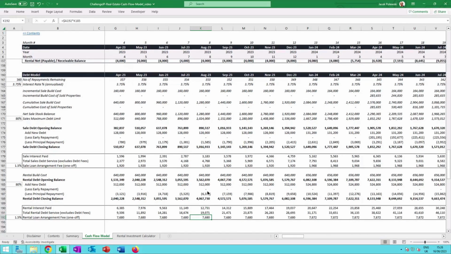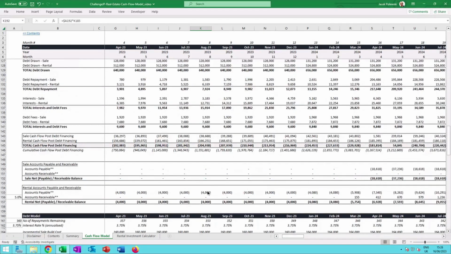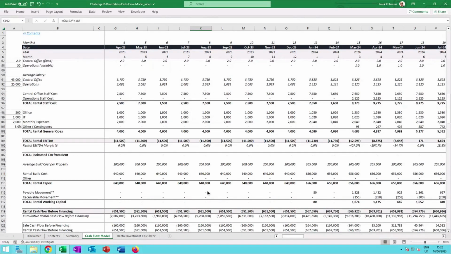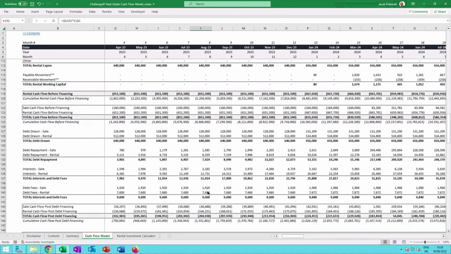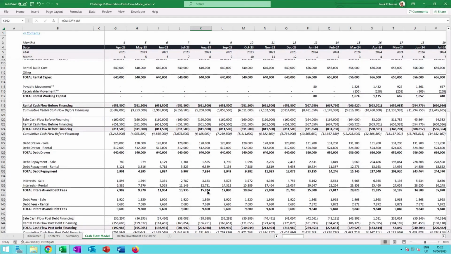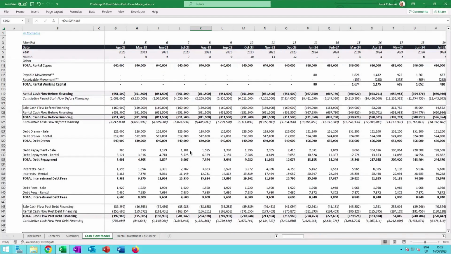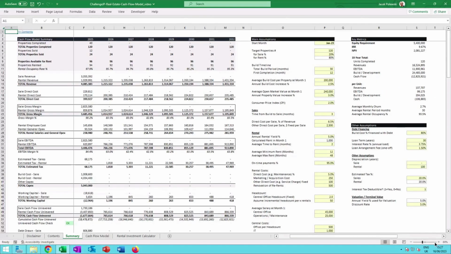Okay, and then those figures here, this debt model then fits into the debt financing cash flow figure, which is over here. Okay, and then that allows us to calculate the levered or post-debt financing cash flow. Let's go back to our summary page.